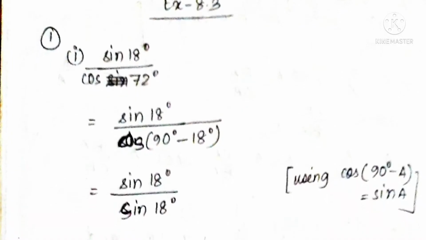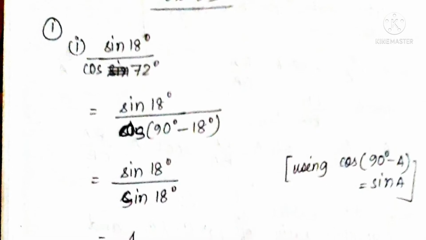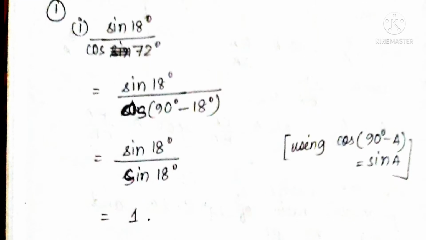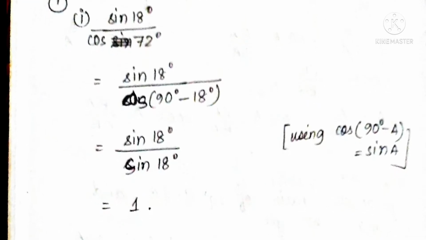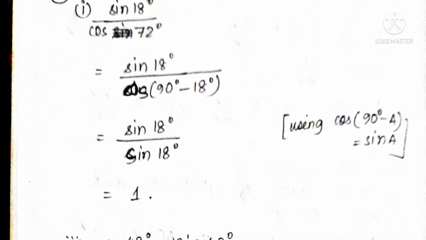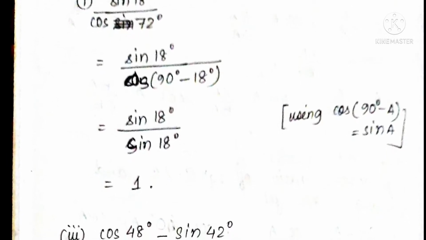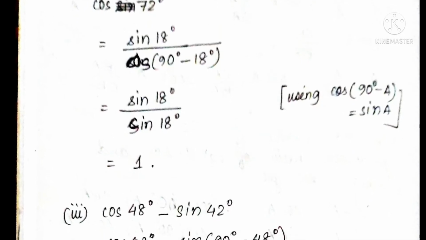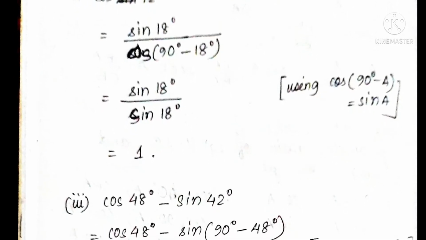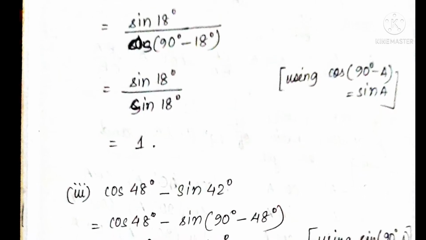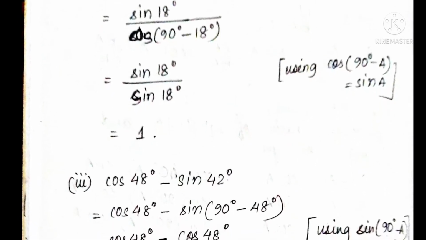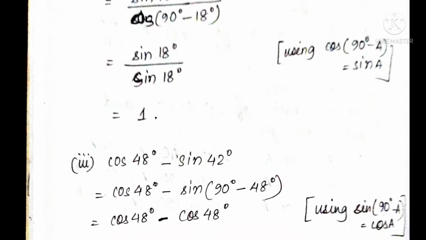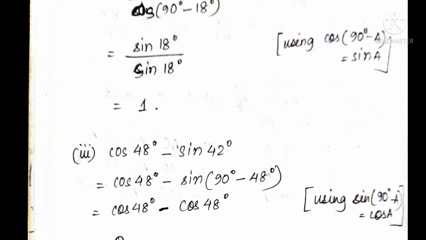So students, let us start exercise 8.3. You can see question number 1, you have to evaluate sin 18 degrees by cos 72 degrees. So in place of cos 72 degrees we can write cos(90 degrees minus 18 degrees). As we know, 18 degrees plus 72 degrees is 90 degrees, and already in the last part I have discussed that cos(90 degrees minus A) is equal to sin A. So in place of cos(90 degrees minus 18 degrees) I can write sin 18 degrees. So by cancelling the numerator and denominator I will get the value equal to 1.